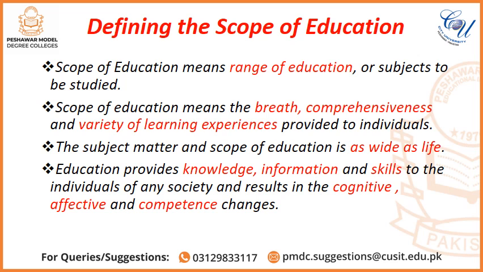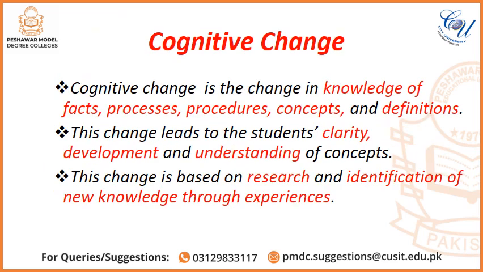So the subject matter or the scope of education is as wide as life, because education provides you knowledge or the information. It provides you skills of living in the society. It modifies your behavior. Therefore, it results in the cognitive change, the affective, and the competence change. So what are these three types of changes? First of all, I'm going to give you explanation of the cognitive change.